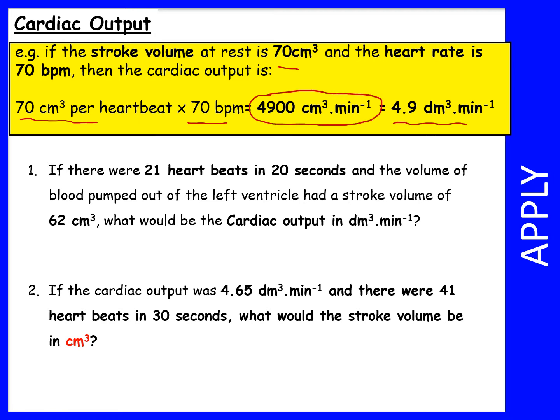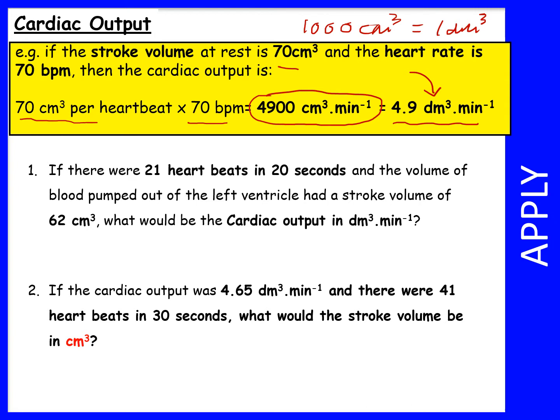But we normally give the value in decimetre cubed. So if you guys just remind yourself that there's 1,000 centimetre cubed, okay, and that's equal to 1 decimetre cubed. So if you want to convert centimetre cubed into decimetre cubed, you just divide by 1,000. So 4.9 decimetre cubed per minute is the cardiac output.